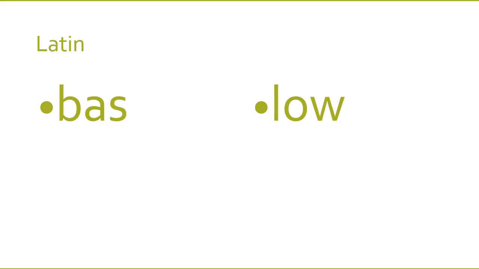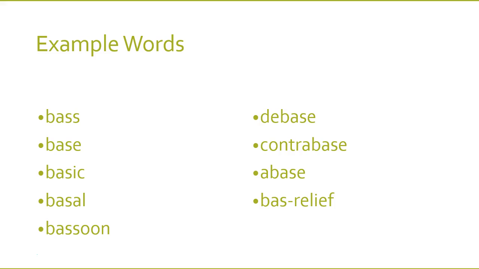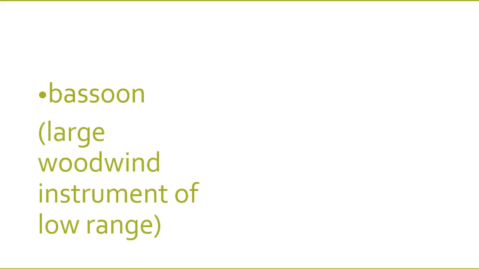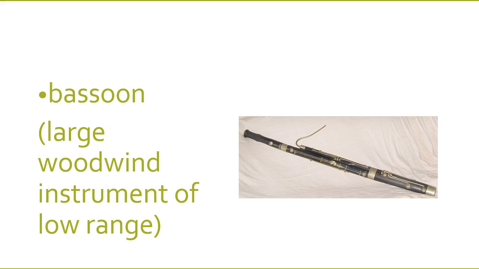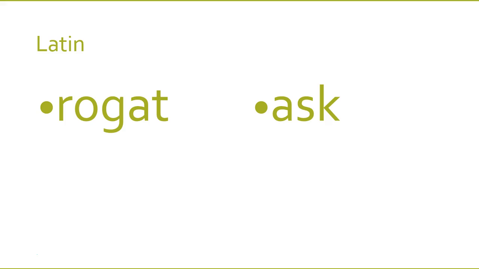The word bass means low. This is where we get words bass, basic, contrabass, things like that. And the one I want to talk about, bassoon. Bassoon is a large woodwind instrument. The range of notes that it plays is very low. You can see a picture of what it looks like. You may have heard one if you have been in band or ever seen a symphonic band perform. It does have a very low, kind of mellow, almost sad sounding tone to it.